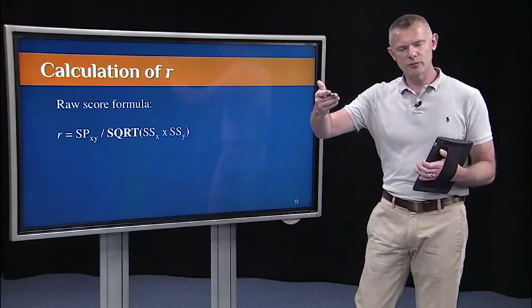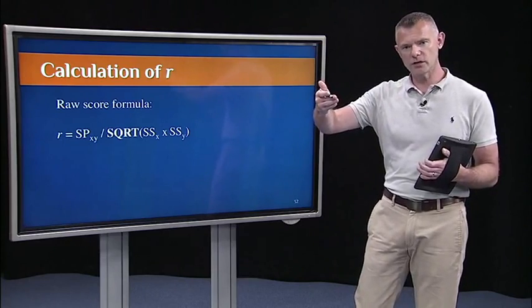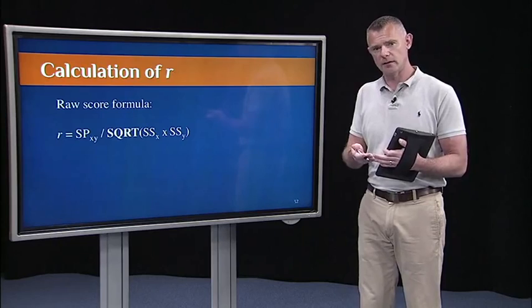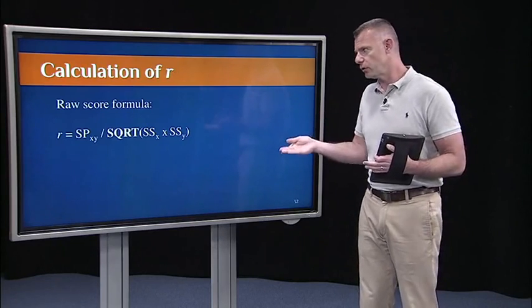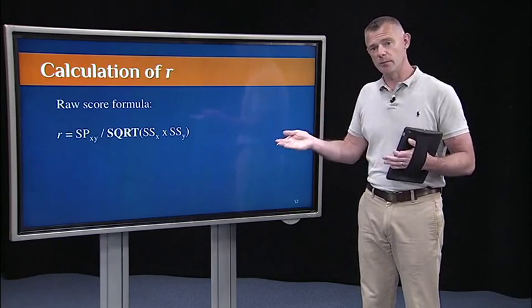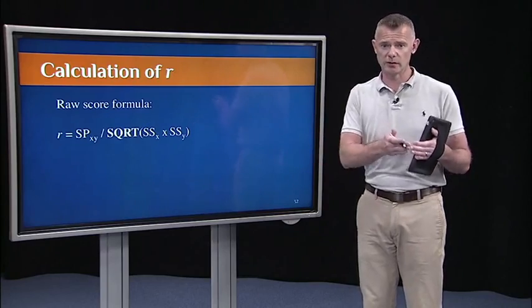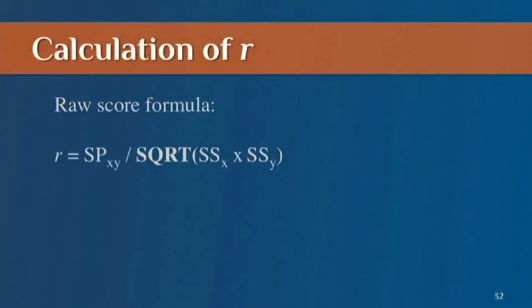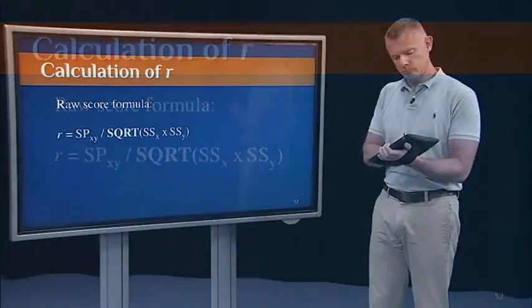Remember, go back to the conceptual definition of the correlation coefficient. It's the degree to which x and y vary together, that's the sum of cross products, relative to the degree to which they vary independently. That's captured by sums of squares x and sums of squares y. So hopefully you can see the concept there now that we're moving into the math.